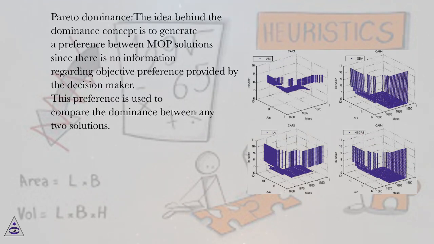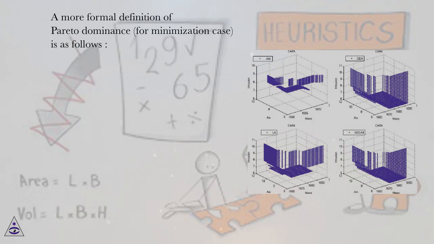Pareto dominance. The idea behind the dominance concept is to generate a preference between MOP solutions since there is no information regarding objective preference provided by the decision maker. This preference is used to compare the dominance between any 2 solutions. A more formal definition of Pareto dominance, for the minimization case, is as follows.